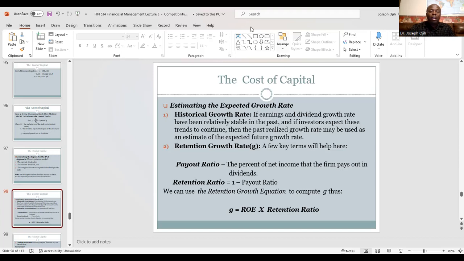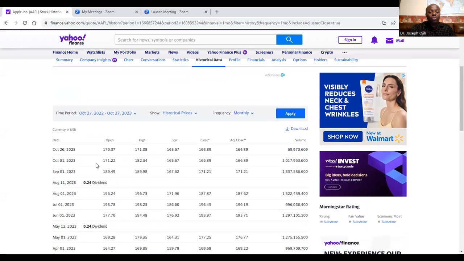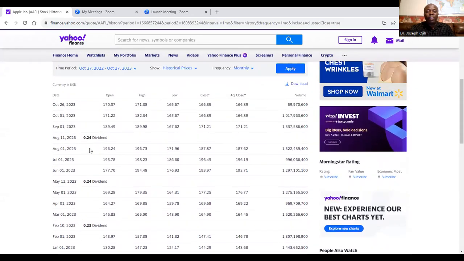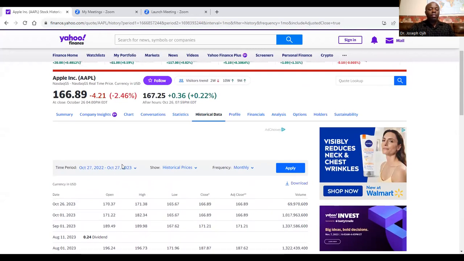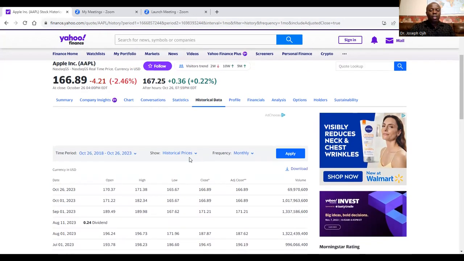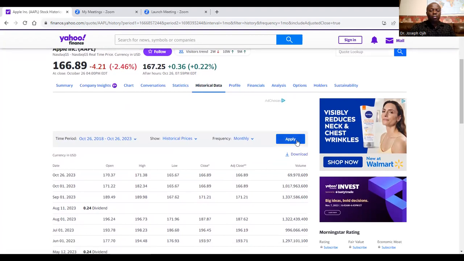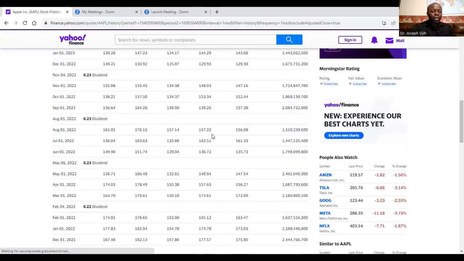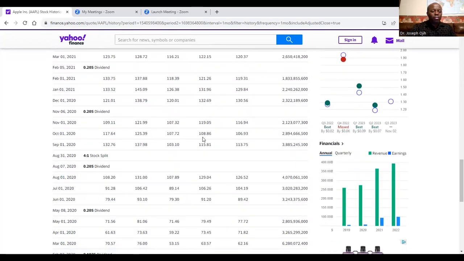So that means, for example, what we have before the Apple, you see the historical dividend that they paid. You can use this to calculate the growth rate of dividend by ourselves. We can check this out for several years. For example, I can increase this to 5 years and then apply it, okay, monthly. You can see the different dividend they paid for different years.